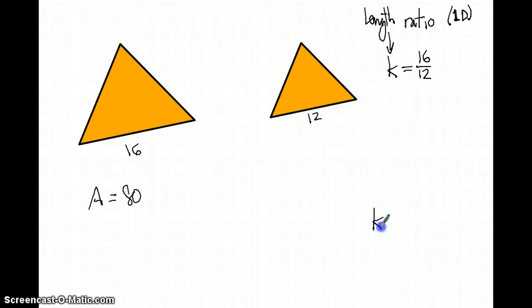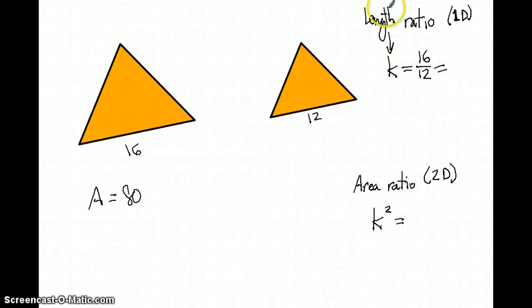Because for the area ratio, we need to take that number for K and square it. This is going to help a lot of people if I say it this way: the area ratio, or the 2D ratio, is the 1D ratio squared.